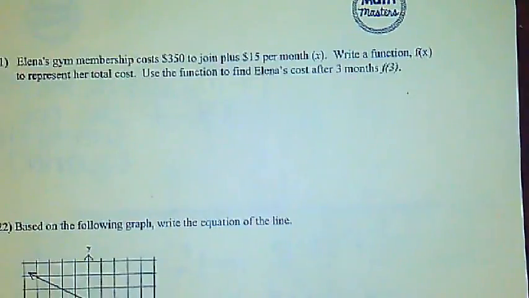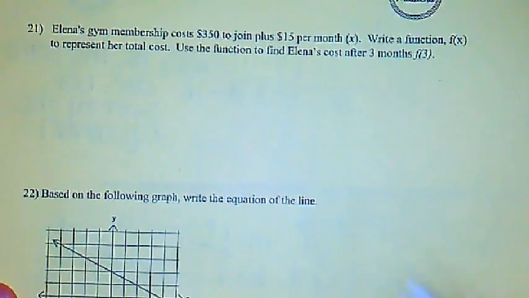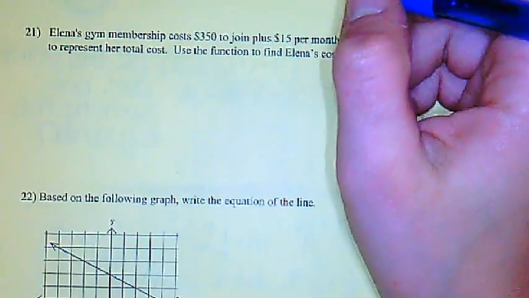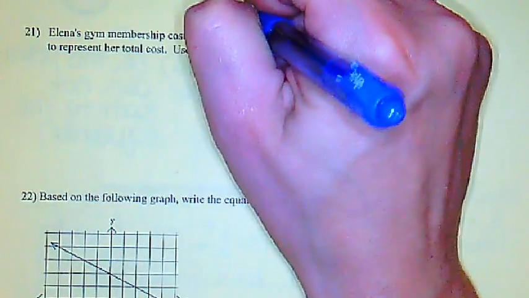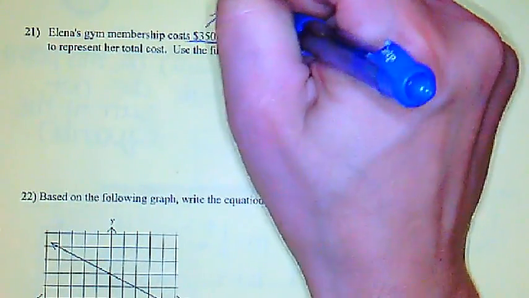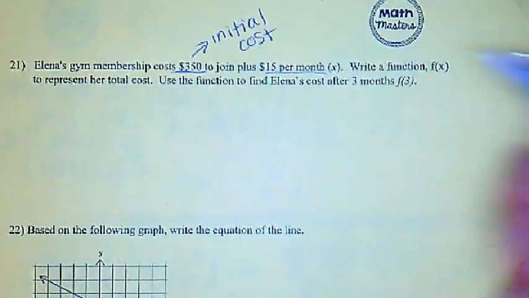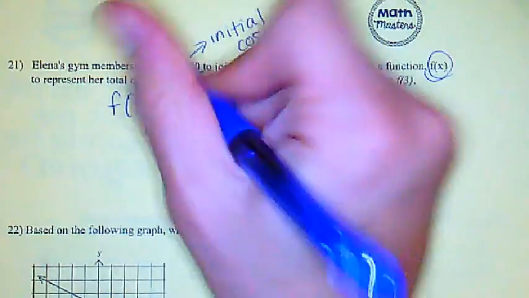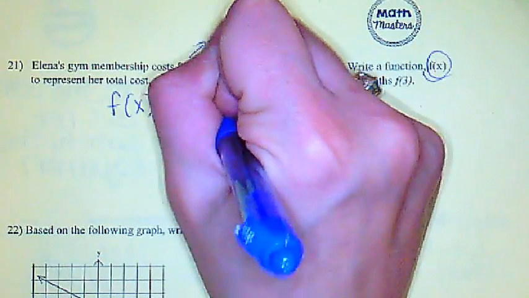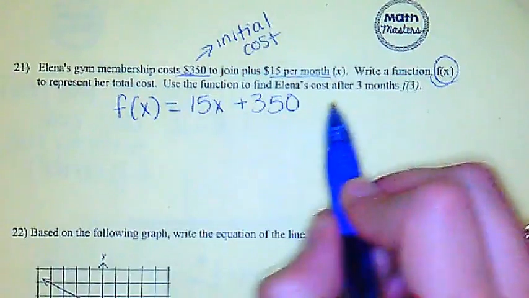Okay, and the last couple questions. Number 21, you had to write an equation. It says it costs $300 to join the gym, so this is an initial cost, one time only. And then it's $15 per month. They said to write the function f of x. So my function is f of x equals 15x plus 350. If you wrote the 350 first, that's fine. So there would be 1 point.